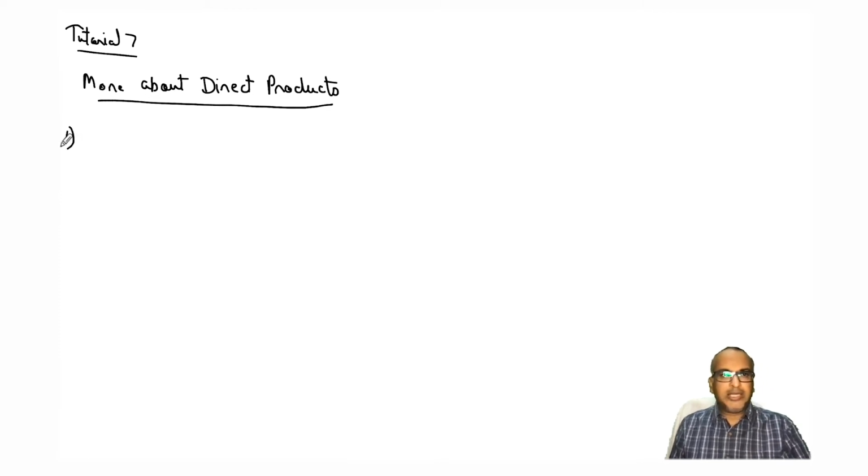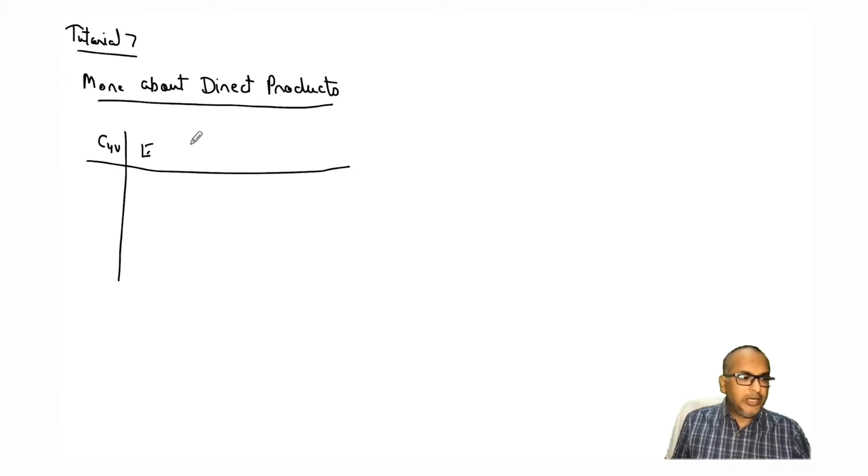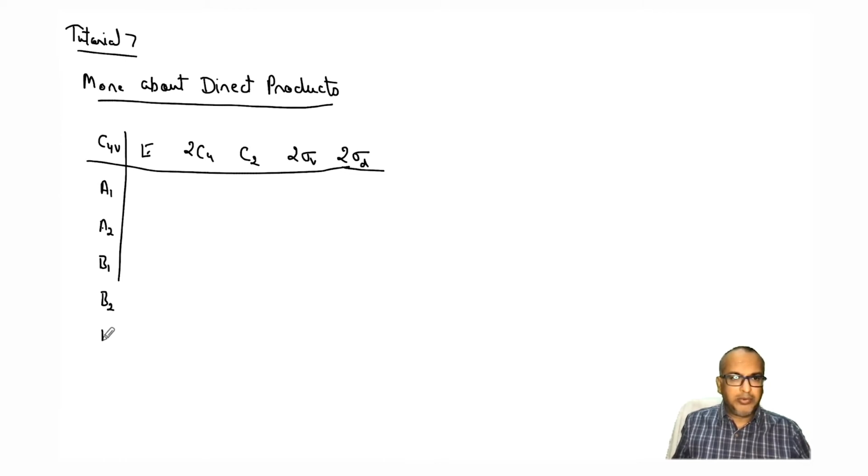When we are discussing these results, let us take an example of, let's say, the C4V point group. It has all sorts of 1D and 2D IR representations. So let me write down the character table of this, which is E, 2C4 and C2, 2 sigma V and 2 sigma D. And on this side we have A1, A2, B1, B2 and A.